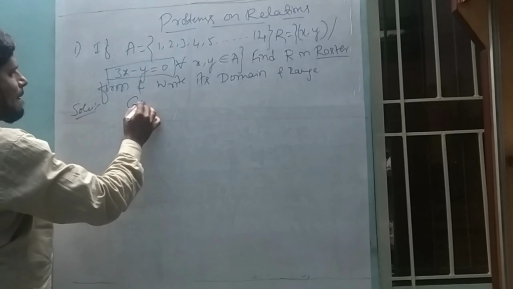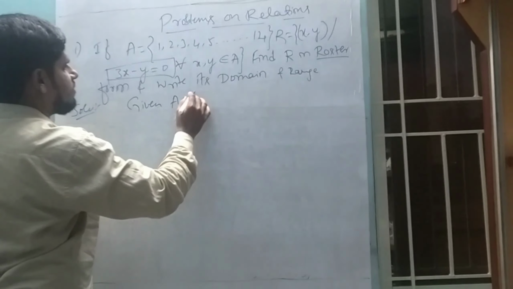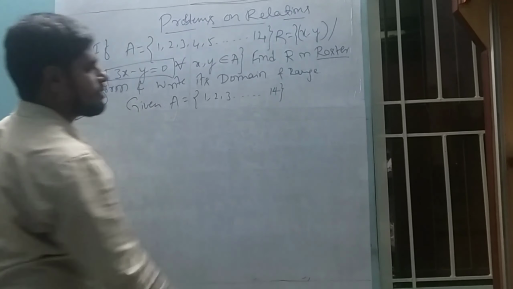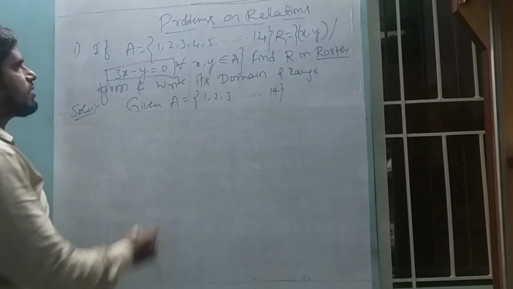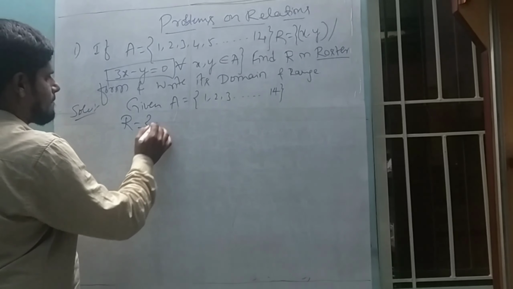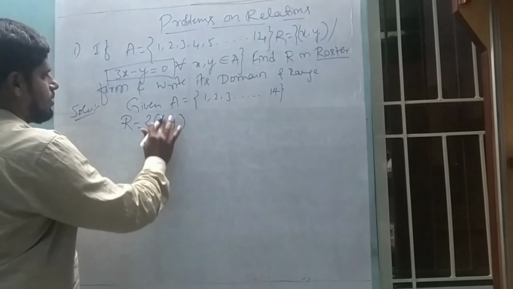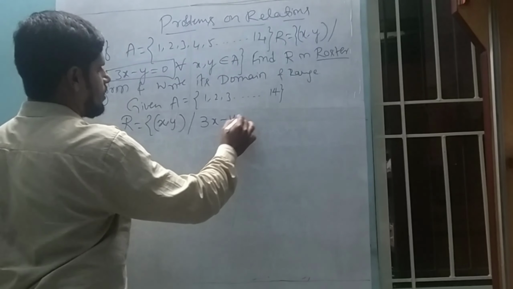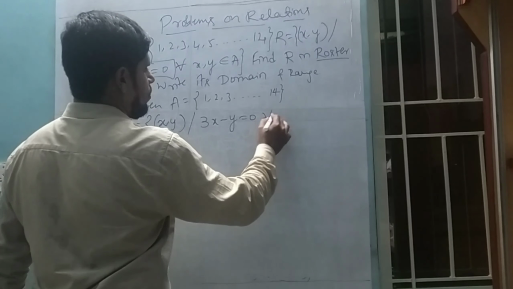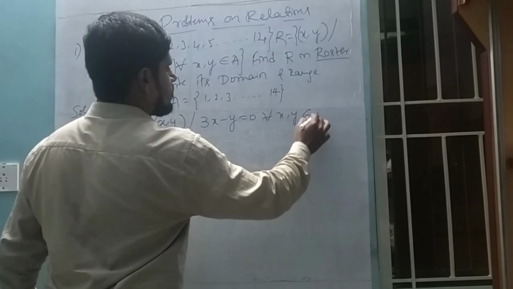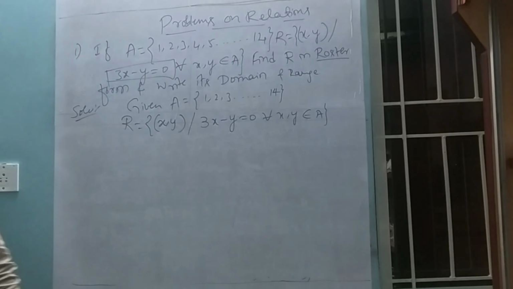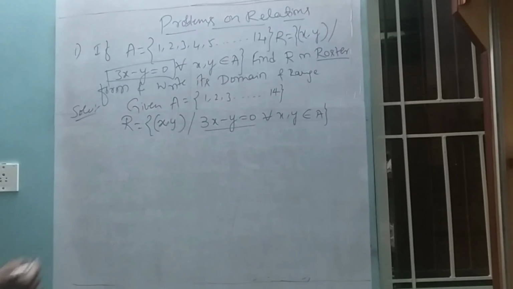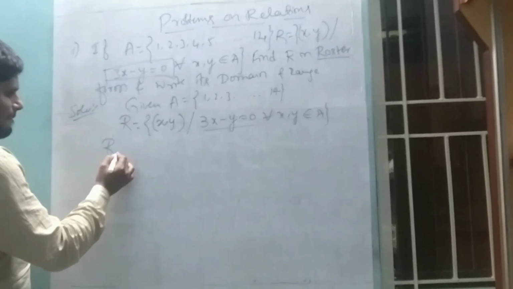Solution. Given, the set is 1, 2, 3, dot dot dot up to 14 elements. So set A has 14 elements. The relation defined is {(x, y)} such that 3x minus y is equal to 0. x and y are elements of set A. With the help of this equation, let me write the relation first.